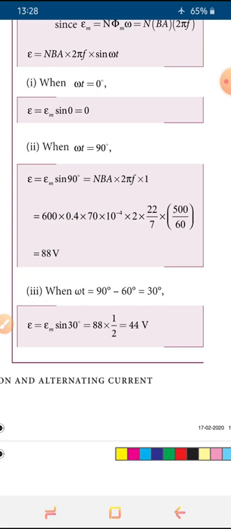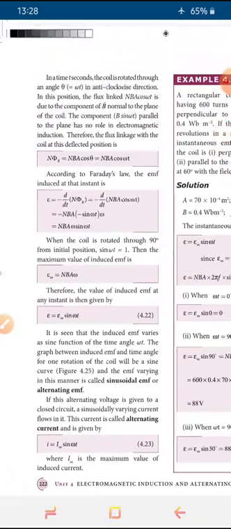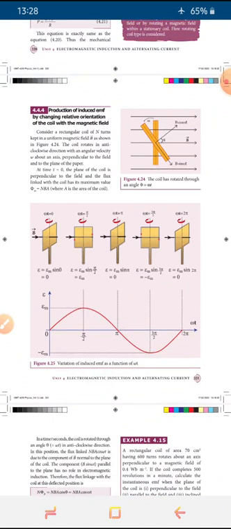Okay, and this is also an important topic. The 4.4.4 is more important because the upcoming 5 marks will be discussed based on this. If you understand this, then the coming part is also easy for you.